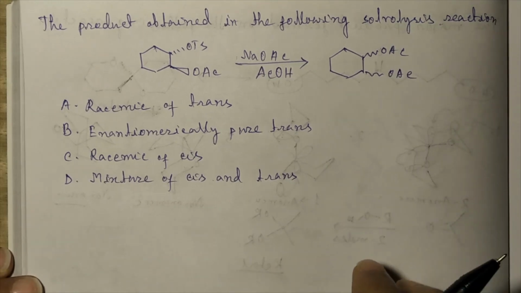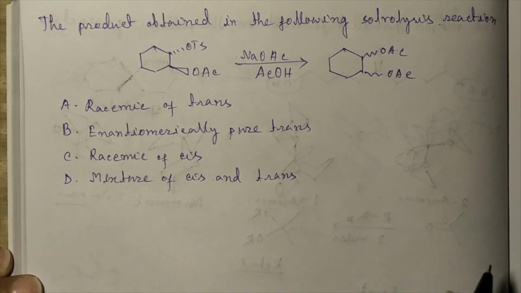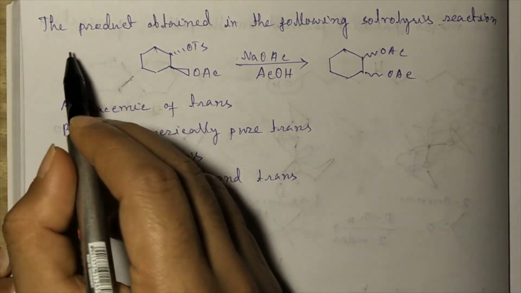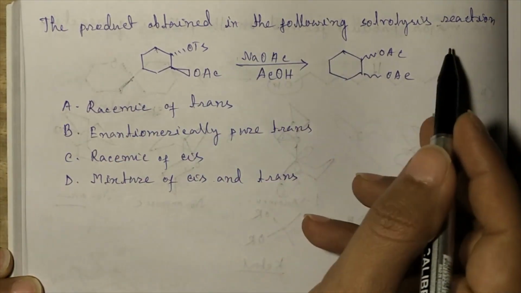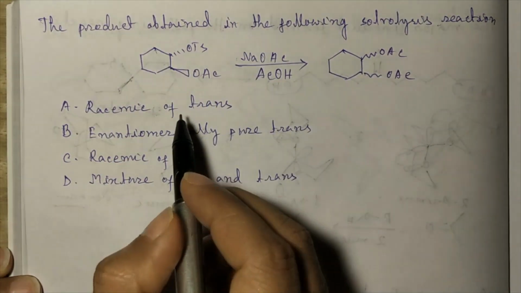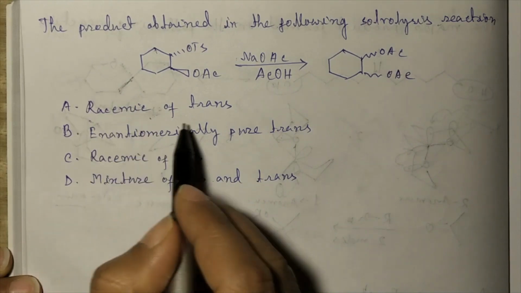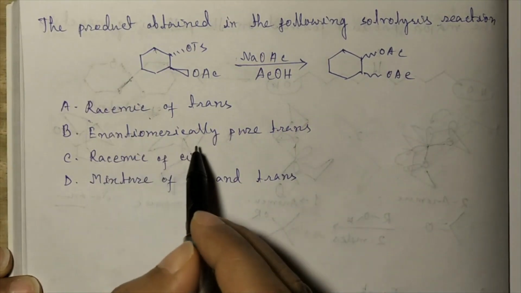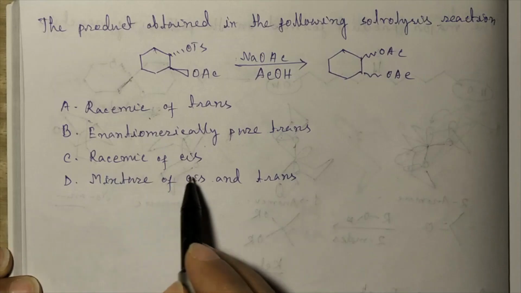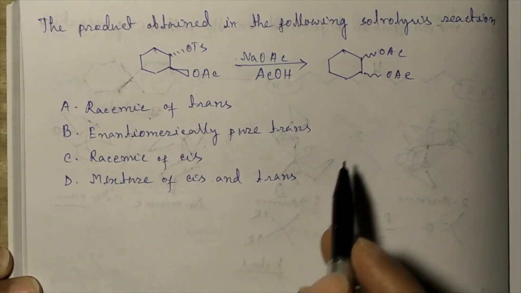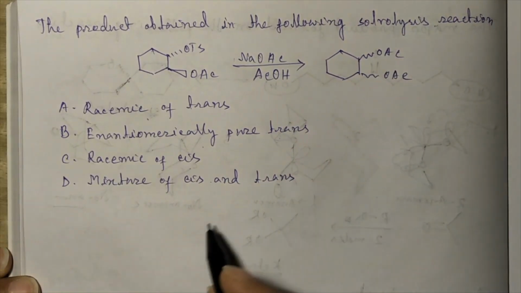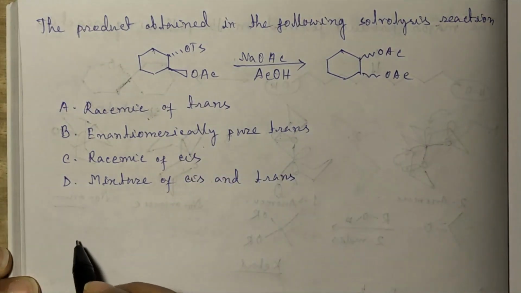Hi guys, so we are continuing the GATE 2017 solution. The next question is: the product obtained in the following solvolysis reaction. The options are racemic of trans, enantiomerically pure trans, racemic of cis, or a mixture of cis and trans of this diacetate. So guys, what will happen here if this undergoes solvolysis reaction?